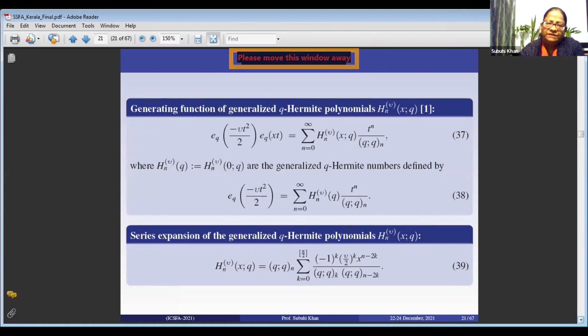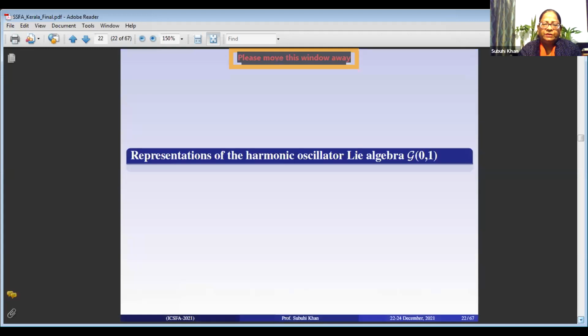This is a generating function for the generalized Q-Hermite polynomials, because we are going to have some relations between these Q-Hermite polynomials also. And this is the series expansion of the generalized Q-Hermite polynomials.